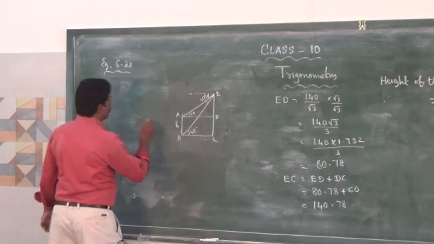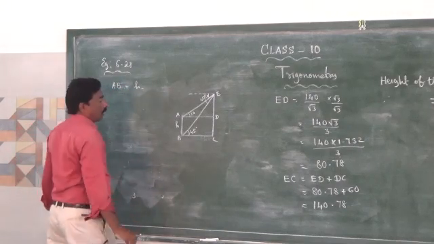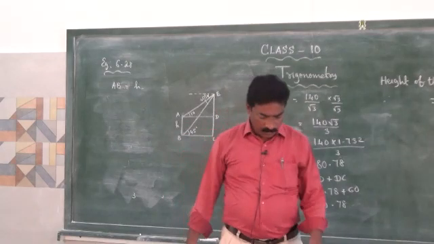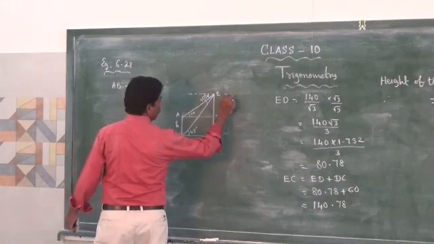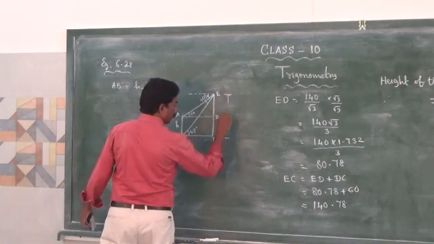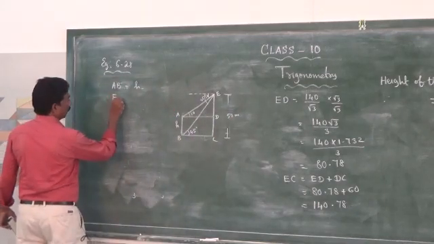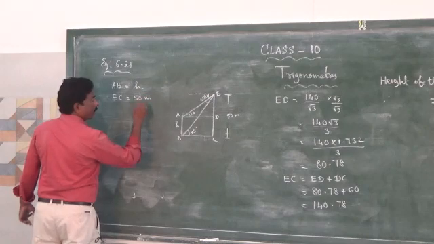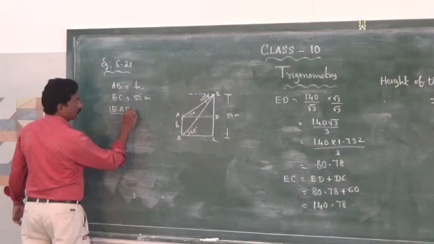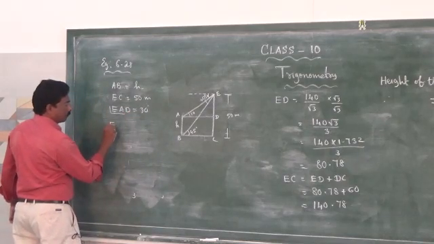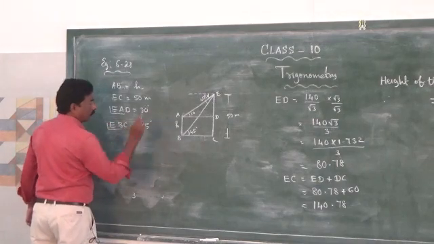So if AB is a tree, and the tower is 50 meter high. EC is your tower, so this is 50 meter. And the angle of depression for the top is 30 degree. The angle of depression of the bottom of the tree is 45. You have to find AB.